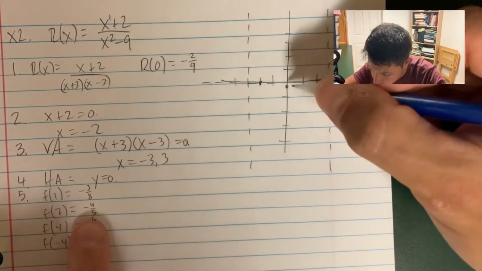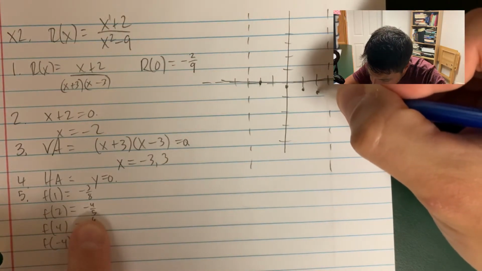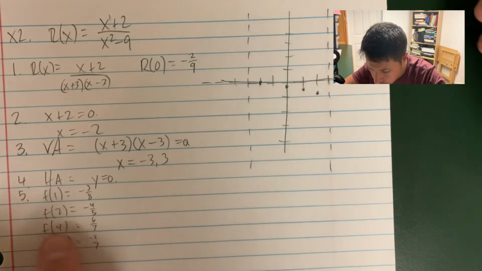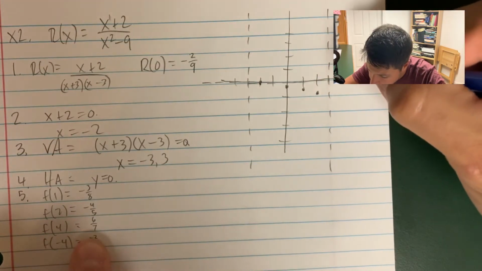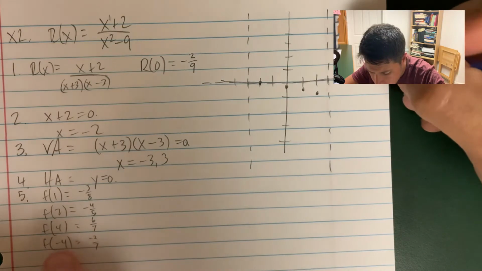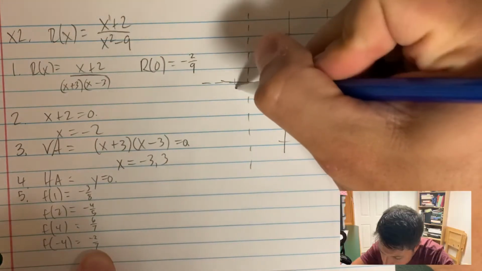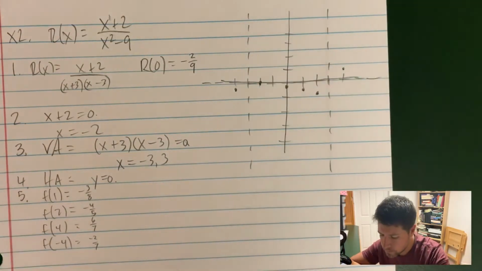2 comma -4/5 is going to be almost to -1, not quite. 4 6/7, we're going to be right 4 and up to almost 1. -4, -2/7 would be sort of in that direction. So I kind of see what's going to happen here.